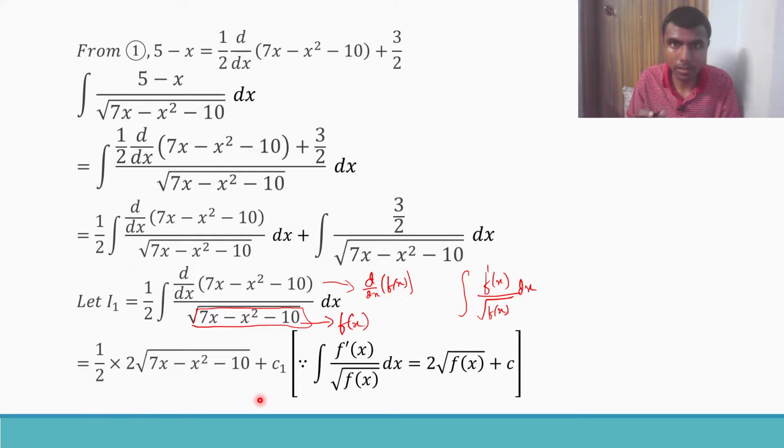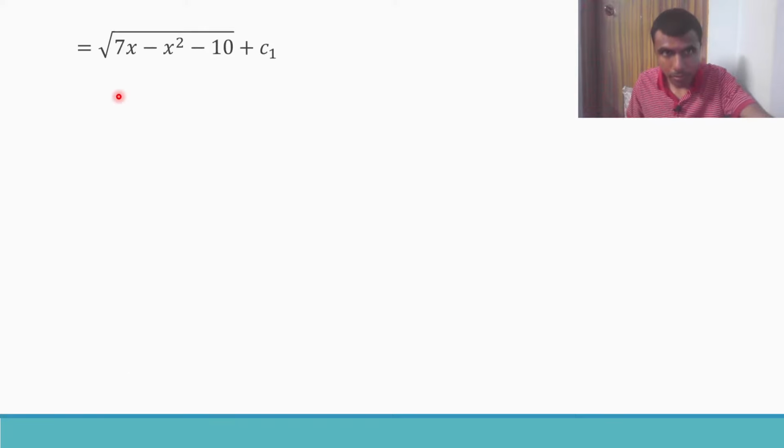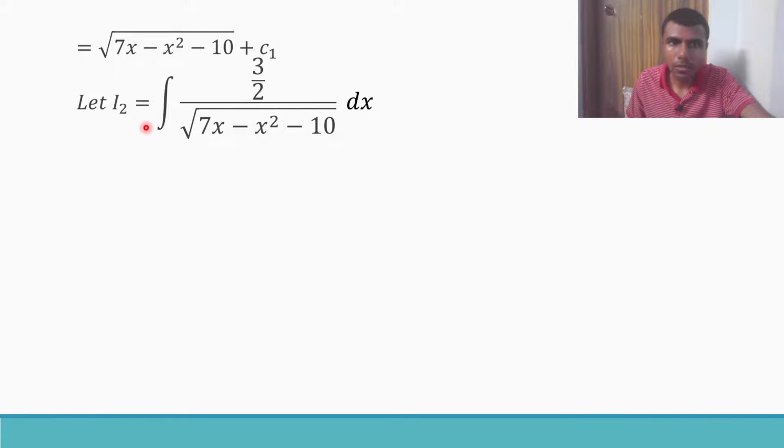Here I took I1, so that's why I am taking the constant as c1. I hope this step is clear. Any doubts, put in the comments. I hope I explained sufficiently. Now half is there, and this 2 came from the application of the formula. The half and 2 cancel, so I1 is nothing but root of 7x minus x square minus 10 plus c1. Now, I2, let us take this as the second one.